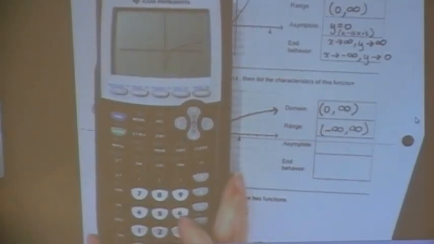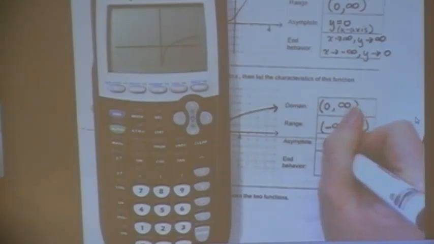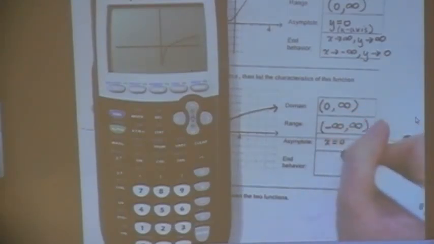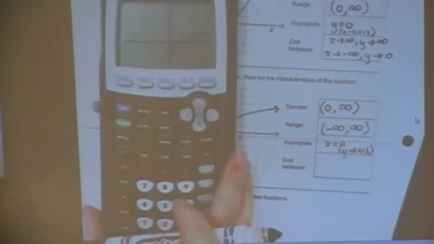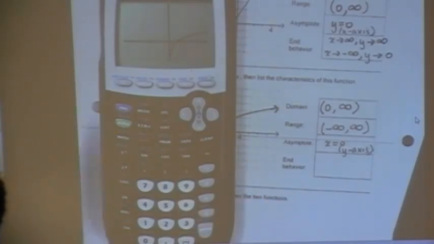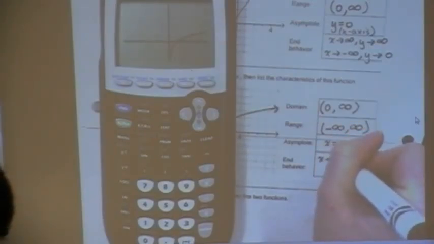So my range for this one, however, is... Our calculator says error everywhere below. Hold on, let me look at it. Your range is negative infinity to positive infinity. And this time you do have a vertical asymptote. So it's going to be at x equals 0. So your asymptote is the y-axis this time.